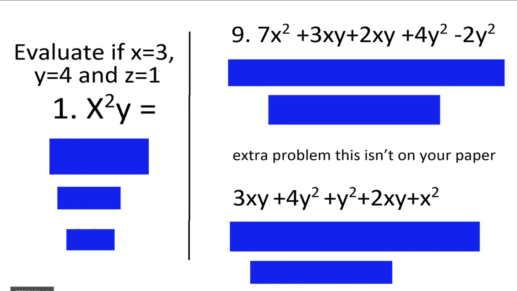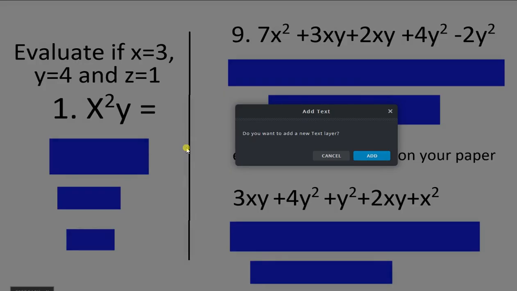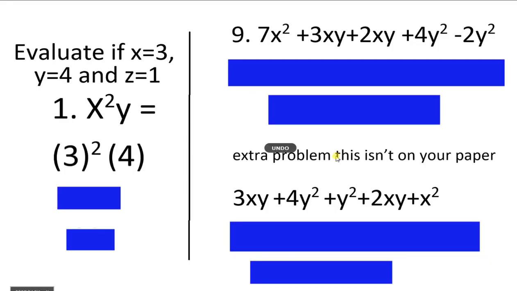This is the sharpening skills section on page 123, and this is just a review of what you have done in the past. So the first question is asking to evaluate if x is 3, y is 4, and z is 1. So what we're going to do is input those numbers in. Here the 3 goes in for the x, the 4 goes in for the y, so we have 3 squared times 4. And then solve, remember your order of operations, you always do powers first, and parentheses. So 3 squared is 9, 9 times 4 gives you 36 as your answer.